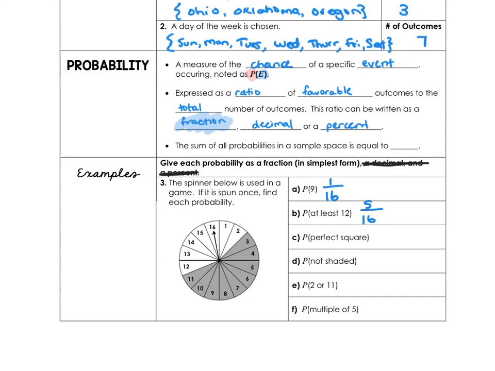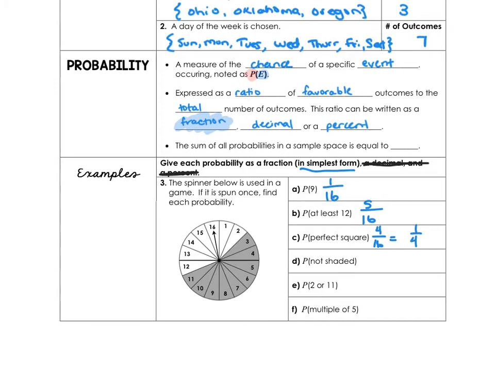All right, a perfect square. Okay, so what are the perfect squares that we have here? Well, we have 4, we have 9, and we have 16, and we also have 1. I guess 1 counts as a perfect square. So we would say there are 4 out of 16 perfect squares there, and we're going to simplify that to 1/4 because it does say in simplest form, right? We can't ignore that part.